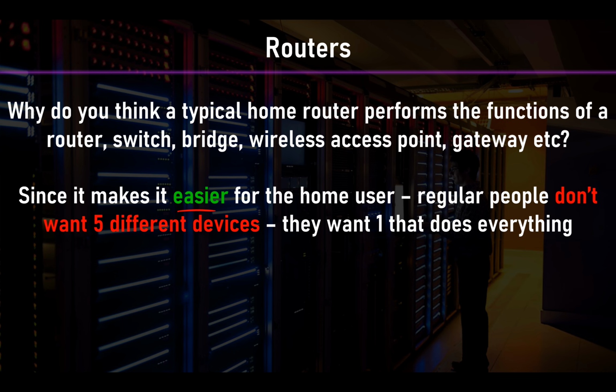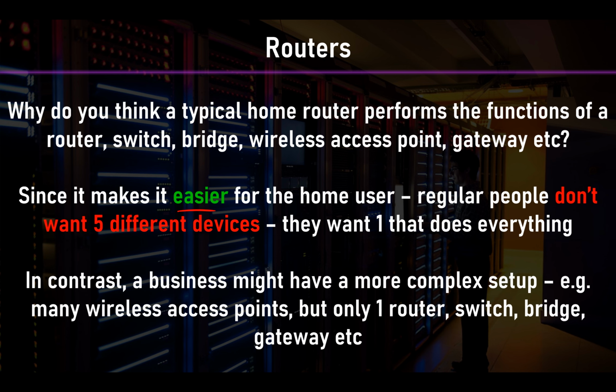Of course, it's cheaper for manufacturers to combine everything into a single device, rather than manufacture and distribute 5 different devices. In contrast, a business might have a more complex, more specialist setup. For example, they might have many wireless access points but only one router, or multiple switches, multiple bridges, maybe one gateway. A business might want a separate router, a separate switch. But for a home user, just combine everything into one, it makes it easier.